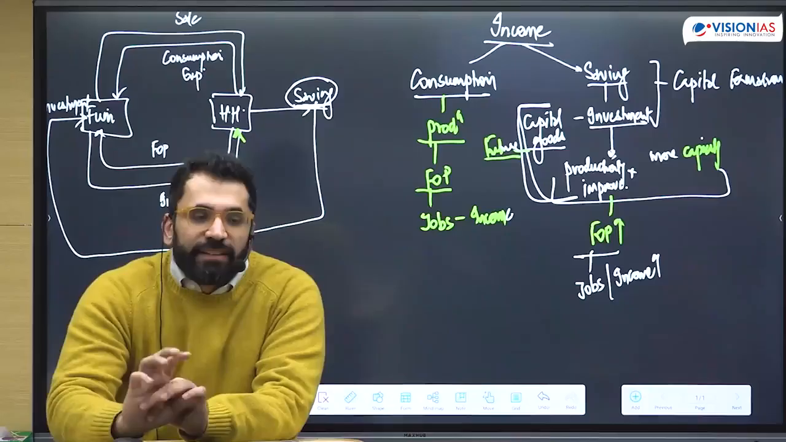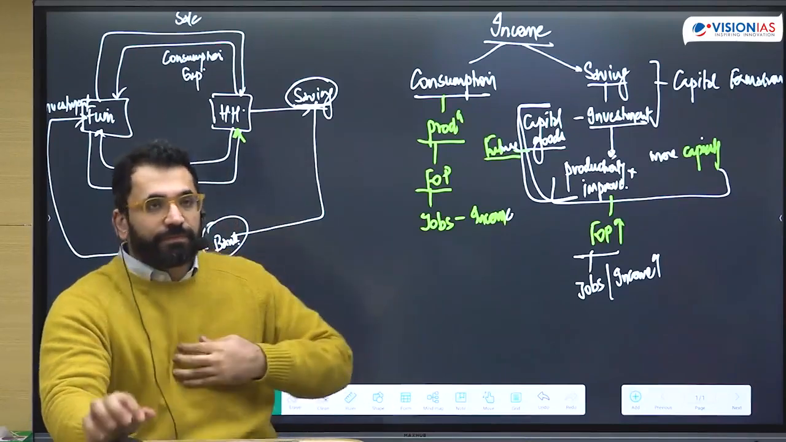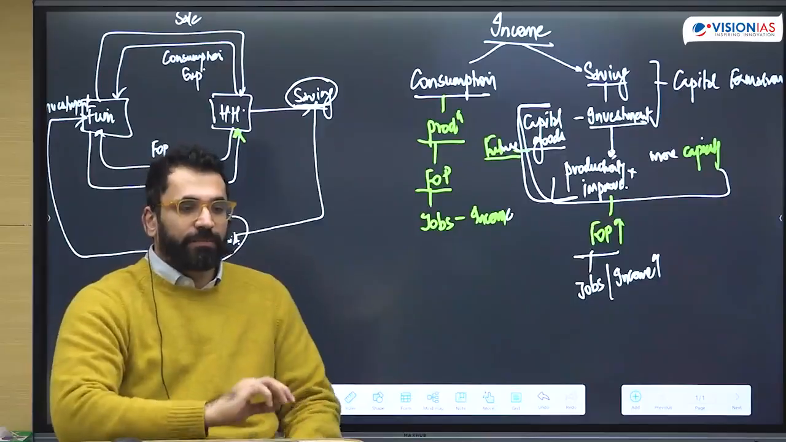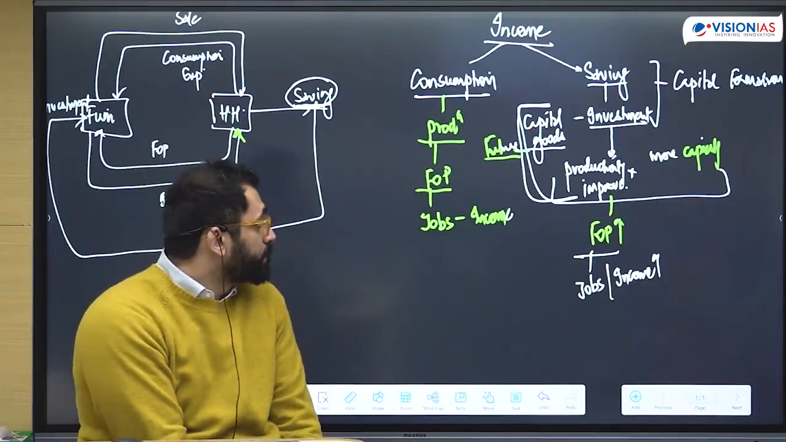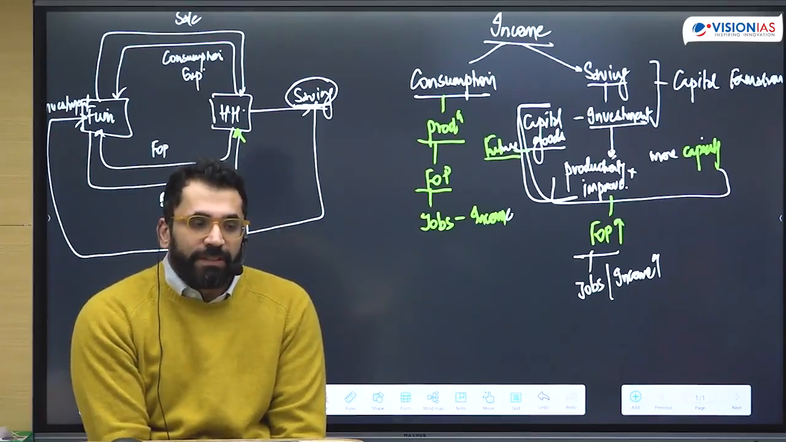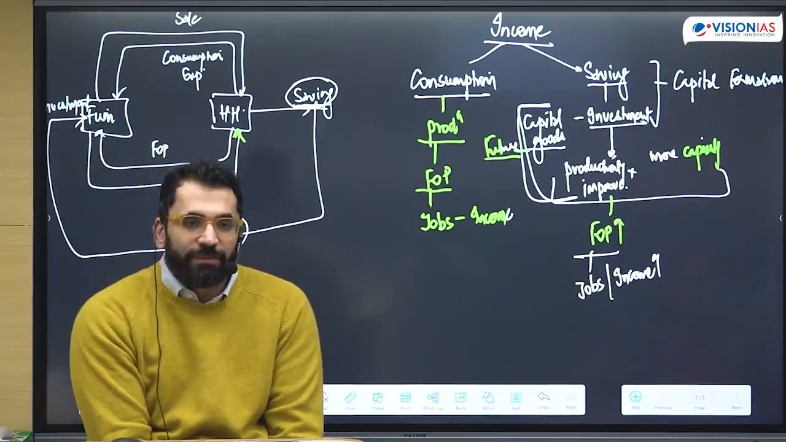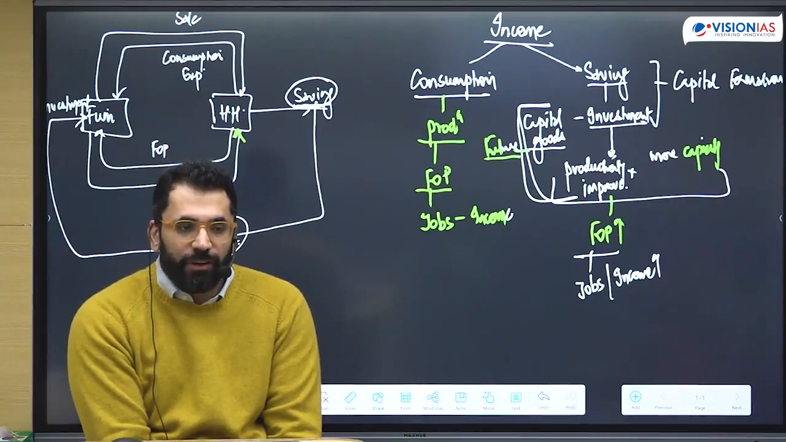In the next one, right? Savings are that part of income that is not consumed, which means sacrificing today's consumption for future use. Is the meaning of savings clear?